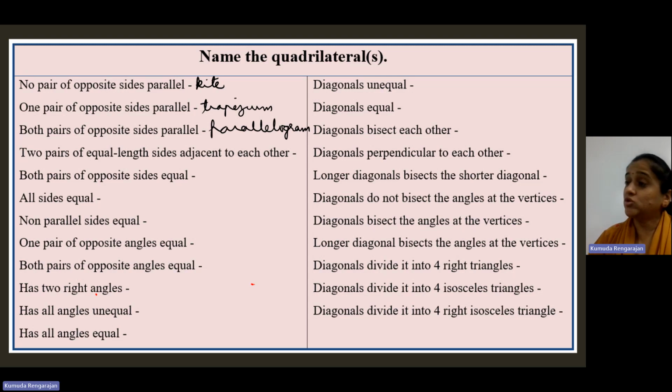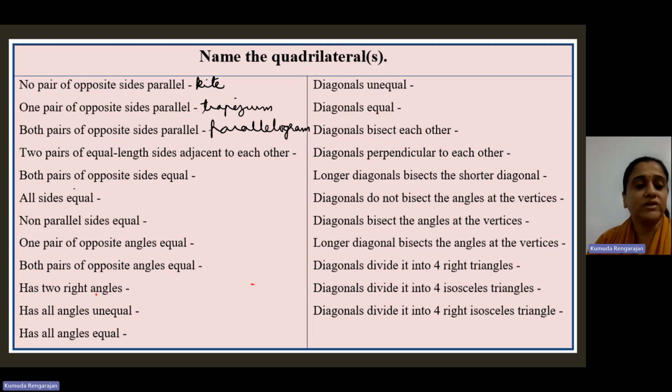If you say it's a square, you should also know that all the sides are equal. Both pairs of opposite sides parallel, it's a parallelogram. Because only with this property, what can you say? You only know that both the pairs of opposite sides are parallel. In a square also, both the pairs of opposite sides are parallel, but you can't say it's a square because you don't know that all the sides are equal.